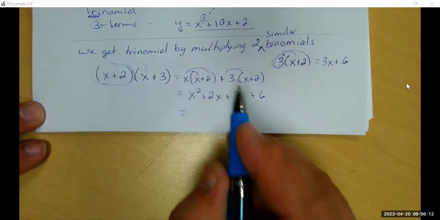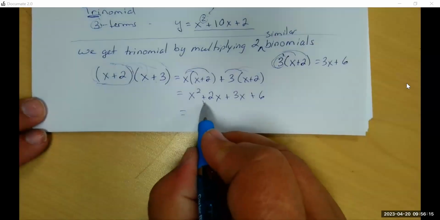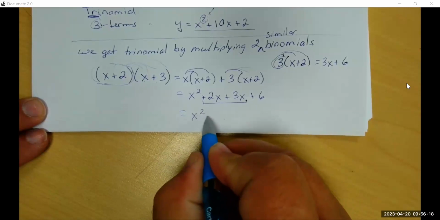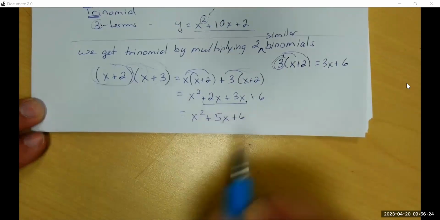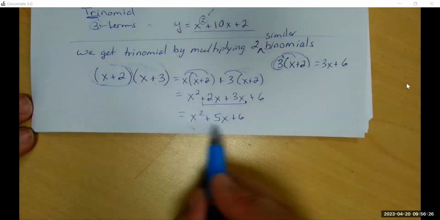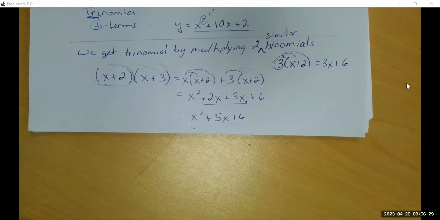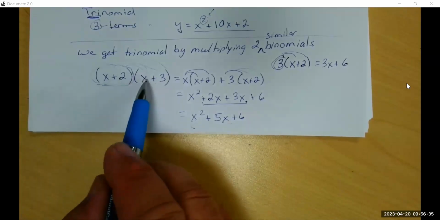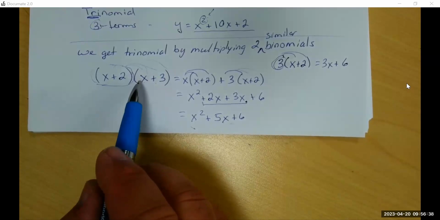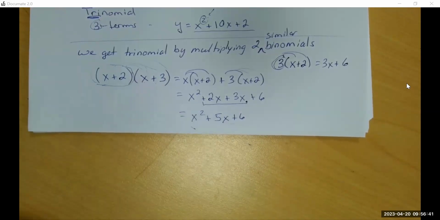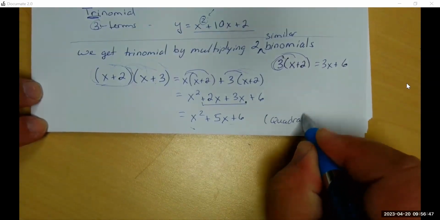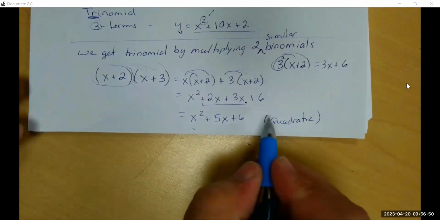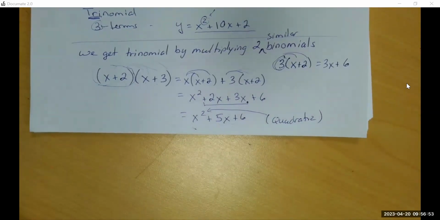Whenever you get rid of parentheses, you always have to combine like terms. So we have positive 2 plus 3 is positive 5x plus 6. Now we have a trinomial. So the multiplication of two monomial equations or linear equations gives you a quadratic equation. This is quadratic. It's quadratic because it has a power 2.